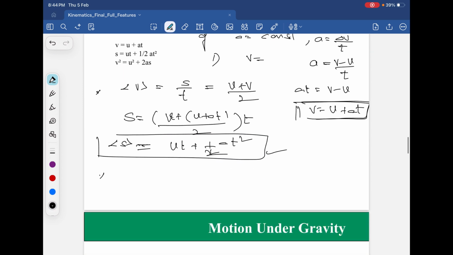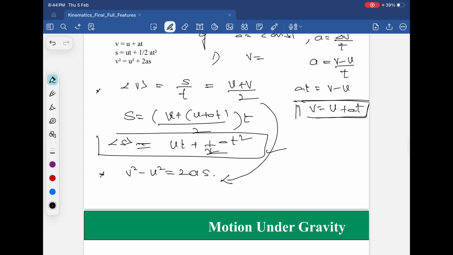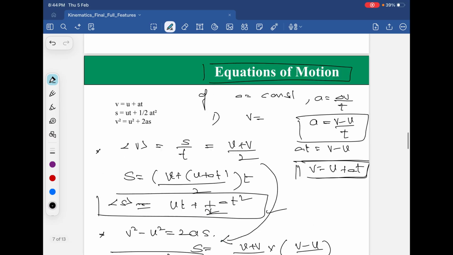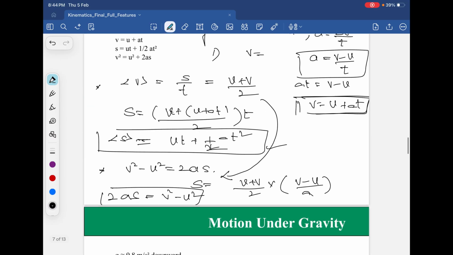And you can also derive the third equation here, v square minus u square is equal to 2as. The same fundamentals we can use to derive it. You can eliminate the t value, students. So s becomes u plus v by 2 into t, and from the definition of acceleration, t is v minus u by a. So if you multiply, we get 2as is equal to v square minus u square. As we are doing revision here, this is how we derive the third equation also.